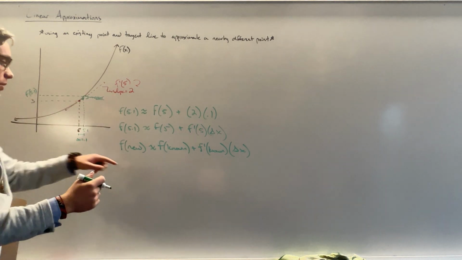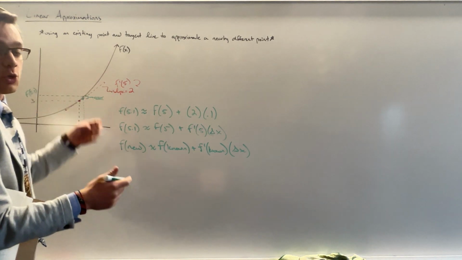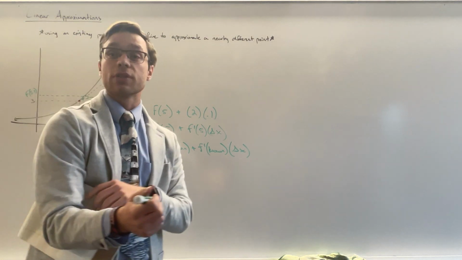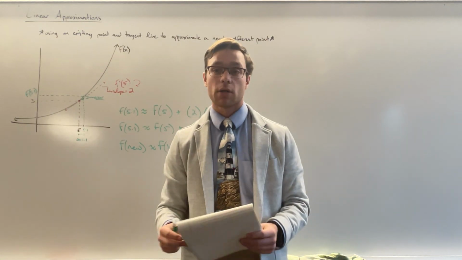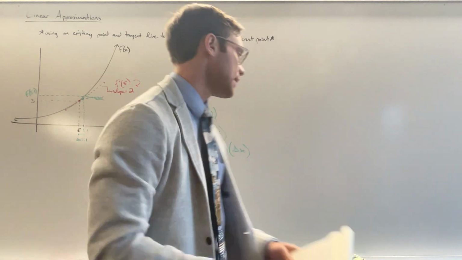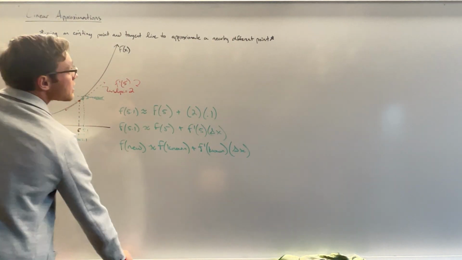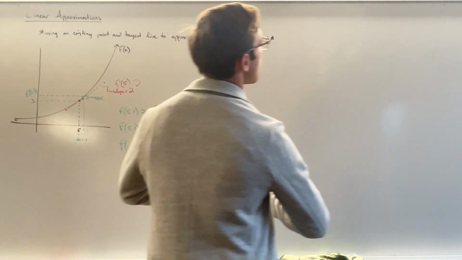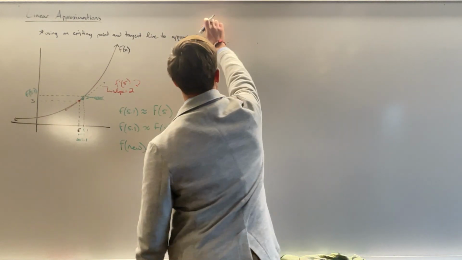And there's going to be some error. The difference between this approximation and the actual f of 5.1 is our error. Usually these errors are incredibly small. Usually you have to get to like 0.0001 off. They're tiny, tiny differences. So let's look at an example of what's going on here. I'm just going to move this down a little bit.